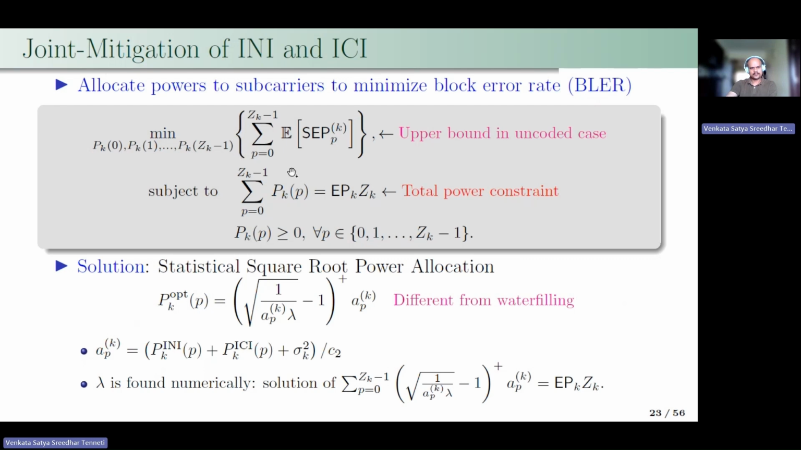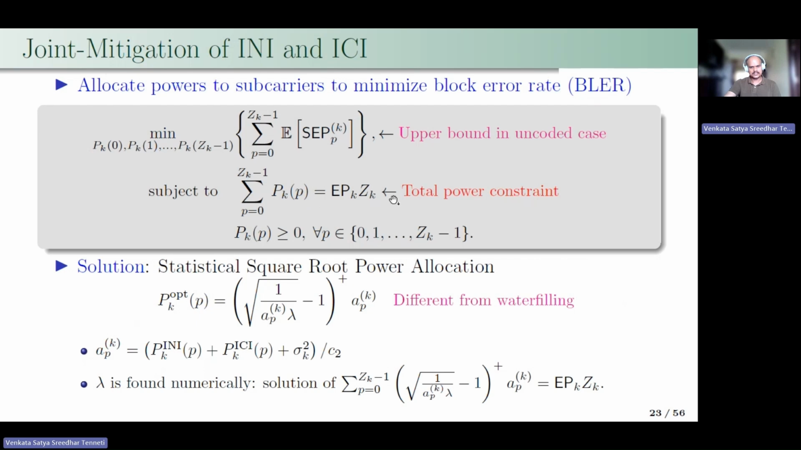The objective function we'll choose is the upper bound of the block error rate. First, we'll consider the uncoded case. For the coded case, the characterization of BLER in closed form is intractable. So we'll consider the uncoded case, and for the uncoded case, we'll use the upper bound for the objective function. This is the sum of the average symbol error probabilities over the subcarrier indices, which can be obtained by using the union bound on the uncoded block error rate. The optimization variables are subcarrier powers.